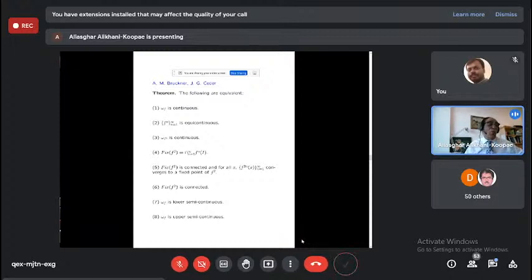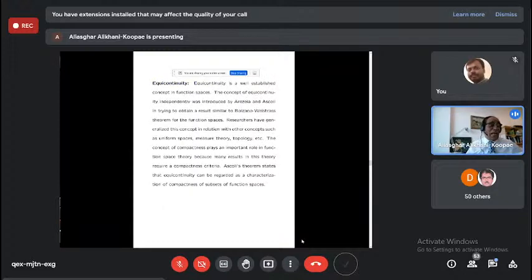So the question is: what can we substitute for equicontinuity in the class of Baire 1 functions? Equicontinuity, as all of you know, is a well-established concept in function spaces. The concept of equicontinuity was in fact introduced independently by Arzela and Ascoli in trying to obtain a result similar to the Bolzano-Weierstrass theorem, which says that any bounded sequence has a convergent subsequence.